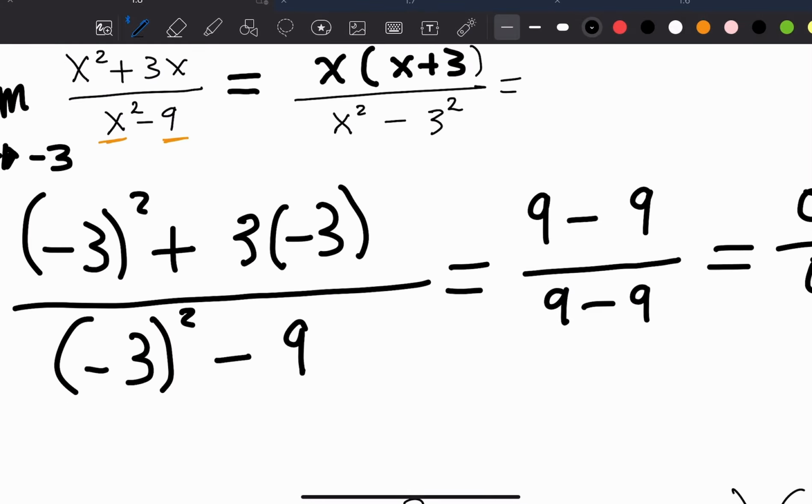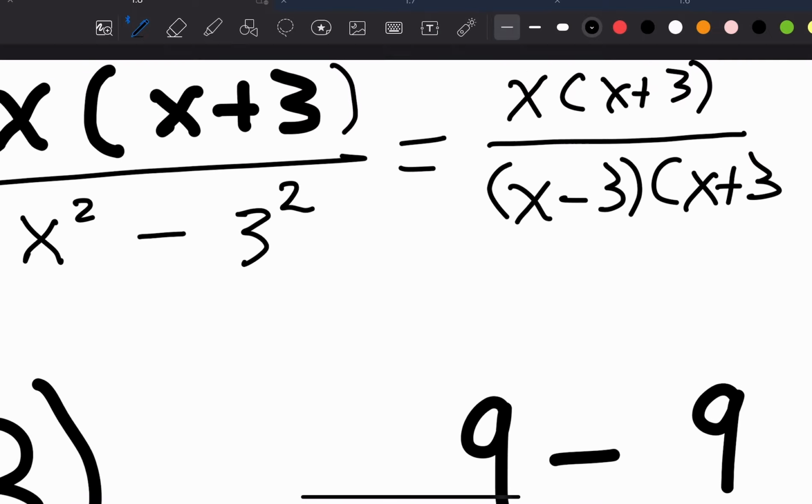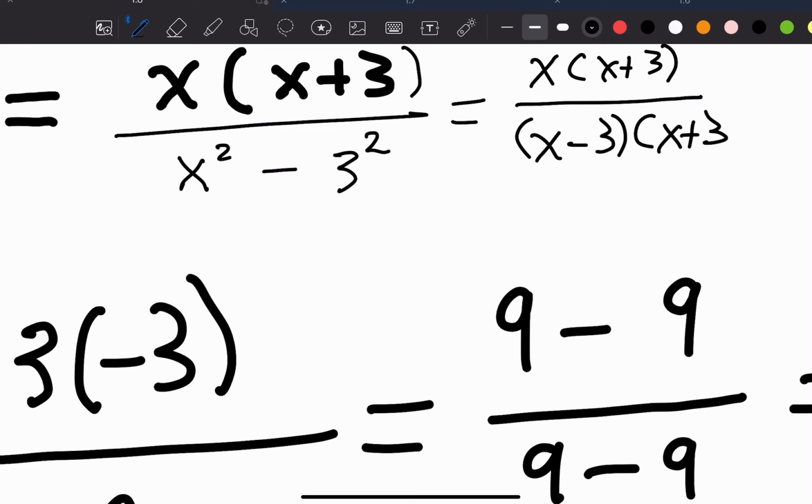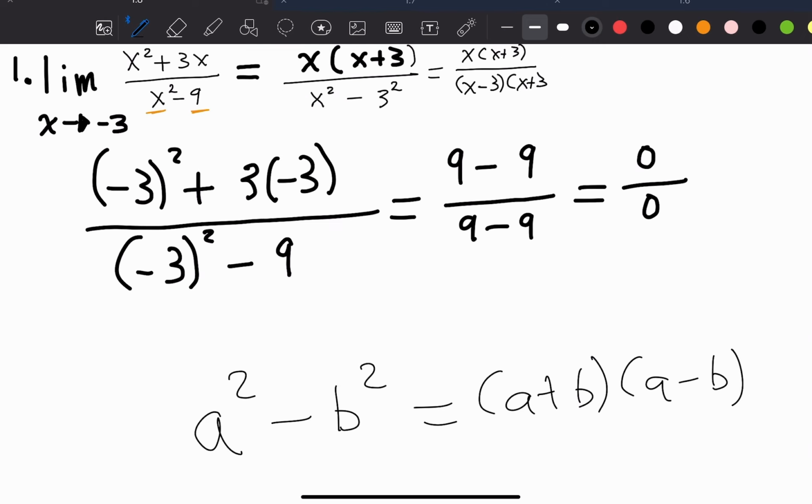So in the numerator, I get the same, x plus 3. And in the denominator, I'm factorizing this as x minus 3 times x plus 3. You see, I was actually able to factorize something here. And once I factorize here, I can cancel this with this, right? What I am left with is the limit as x approaches -3 of x over x minus 3.